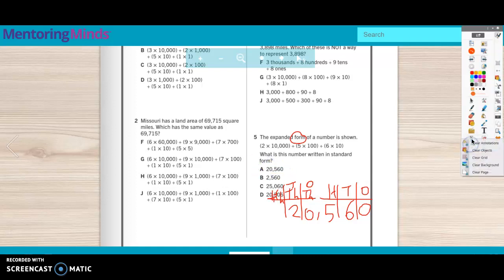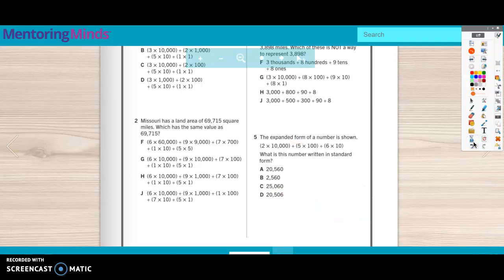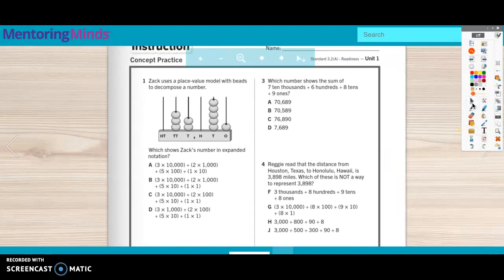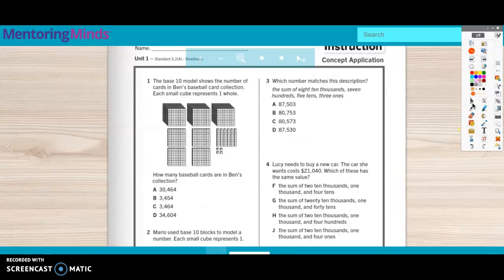Okay? Hopefully, this video helps you understand this paper, these 2 pages. If you have any questions, please let me know. I know you don't have the paper yet, but check your Skyward. I already entered all the grades.